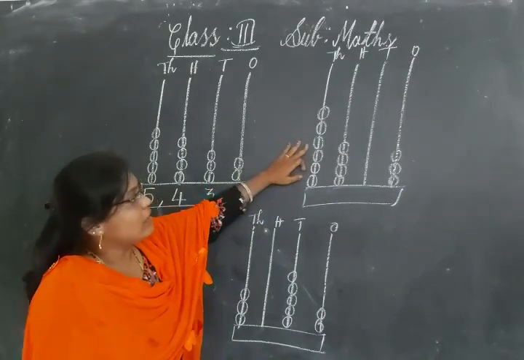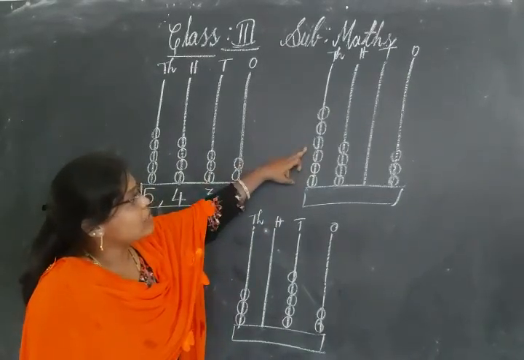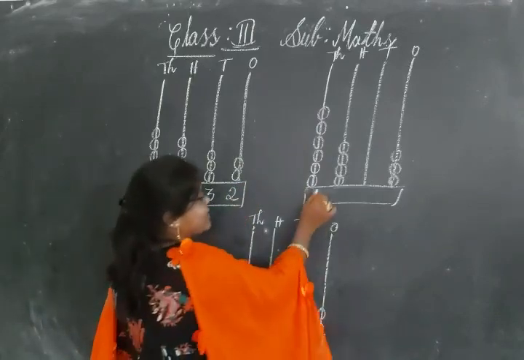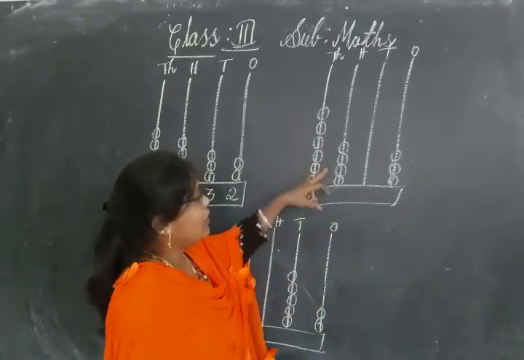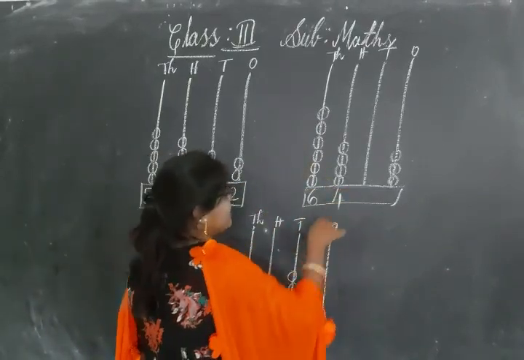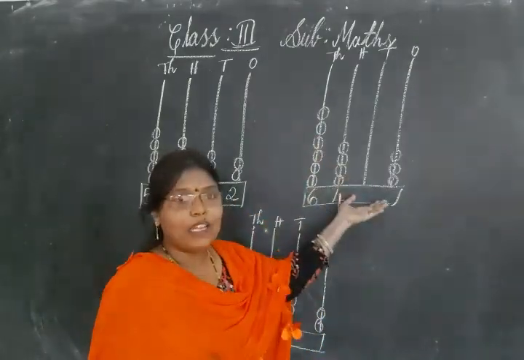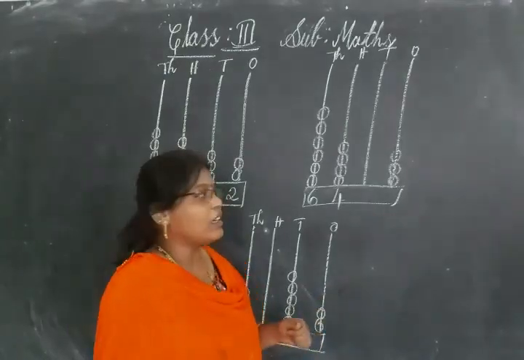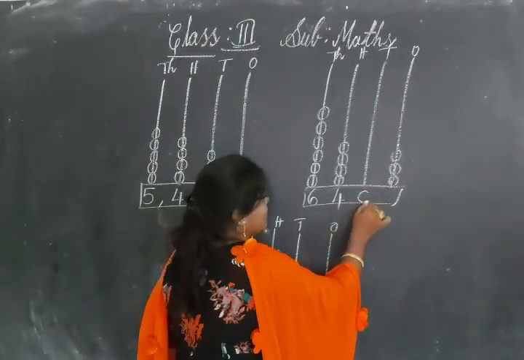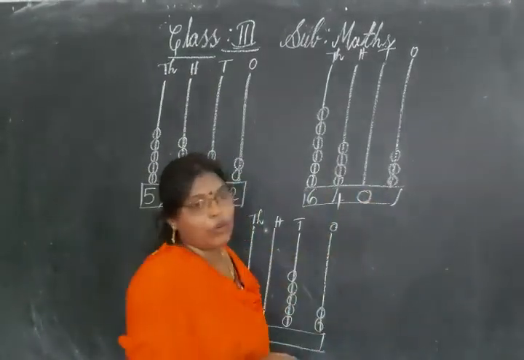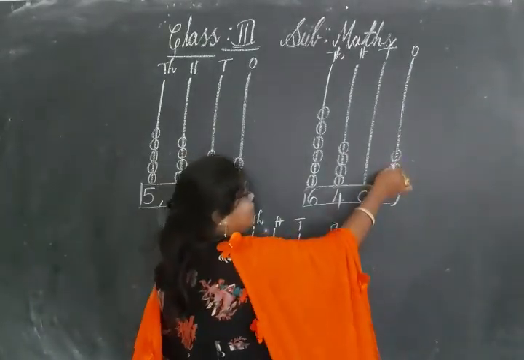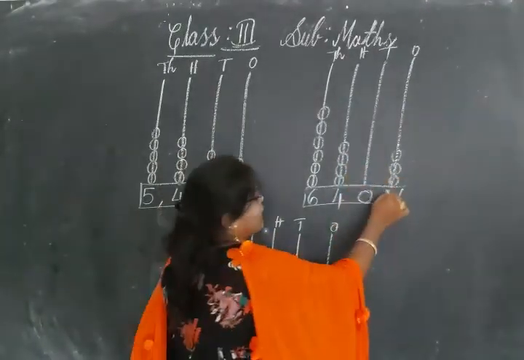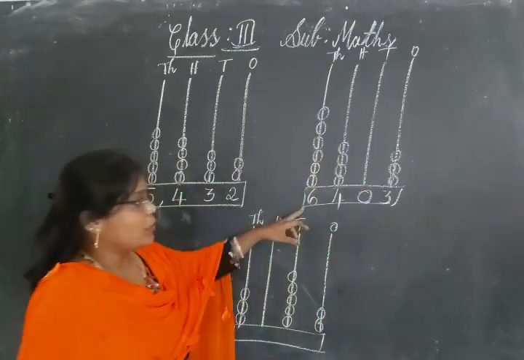Now let's see this. How many beads do we have in thousands rod? There are 6 beads in thousands rod and 4 in hundreds rod. There are no beads here in tens rod. So which number do we have to keep here? There are no beads, so write 0 in tens place. And how many do we have on ones rod? 3. So what is the number?